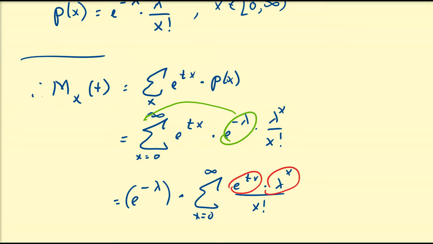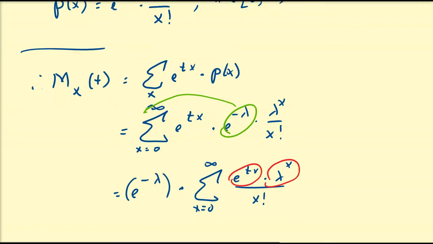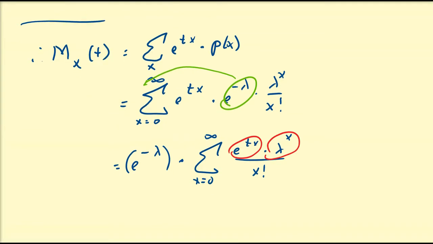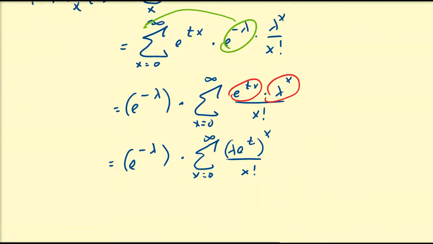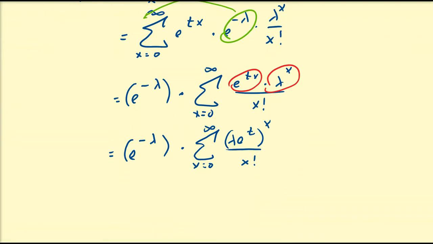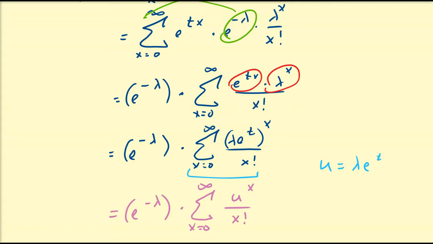Notice that both of these expressions have x in the exponent, so we can factor that out and rewrite it in a nicer way. I can rewrite this as e to the minus lambda times the sum from x equals 0 to positive infinity of lambda e to the t, all raised to the x, all divided by x factorial. To make the next observation, I'm going to let u be equal to lambda e to the t. Then this is equivalent to e to the minus lambda times the sum from x equals 0 to infinity of u to the x divided by x factorial.